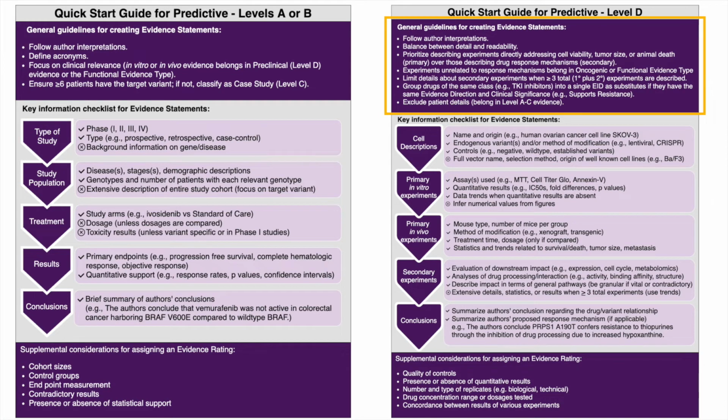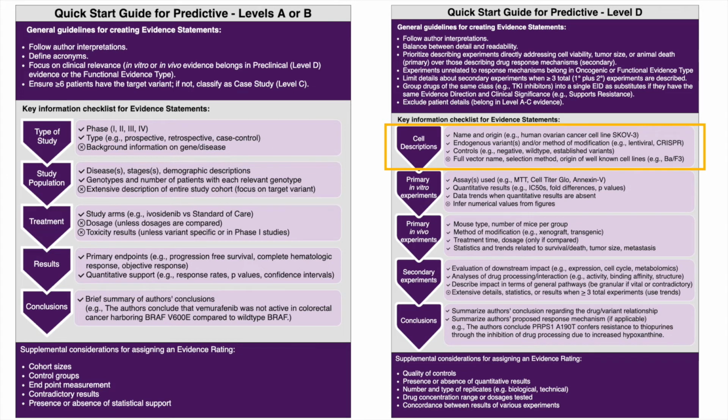Next, on the right, is the Quick Start Guide for predictive level D evidence. The diverse array of in vivo and in vitro experiments that classify drug response require a different approach for evidence statement curation. Generally, curators should prioritize detailing primary experiments directly measuring cell viability, tumor size, or animal death. If greater than or equal to 3 total experiments are presented, descriptions of secondary experiments which address mechanisms of drug resistance should be limited to trends. Clinical information or results unrelated to drug response or mechanism belong in other CIViC evidence types.